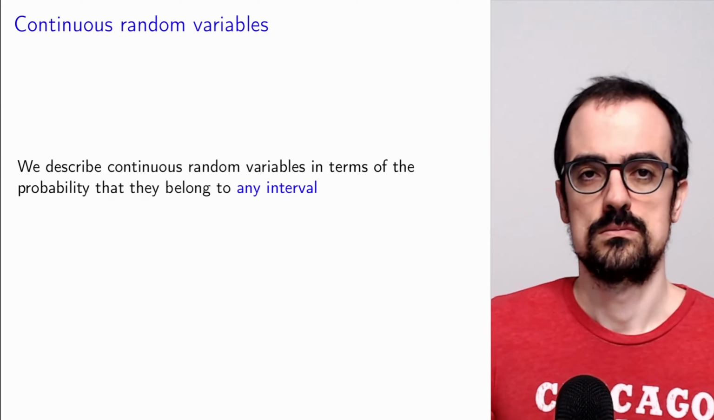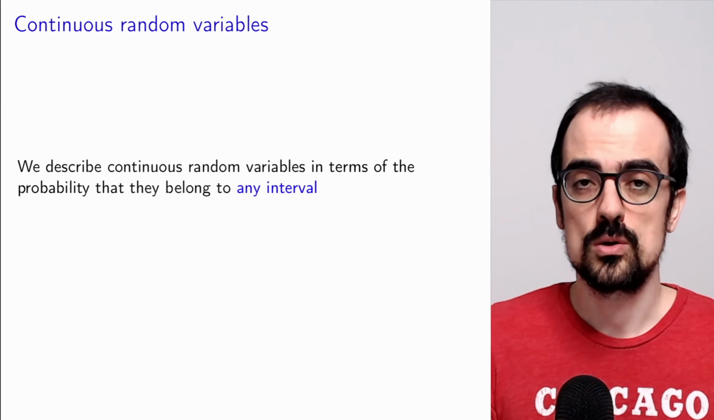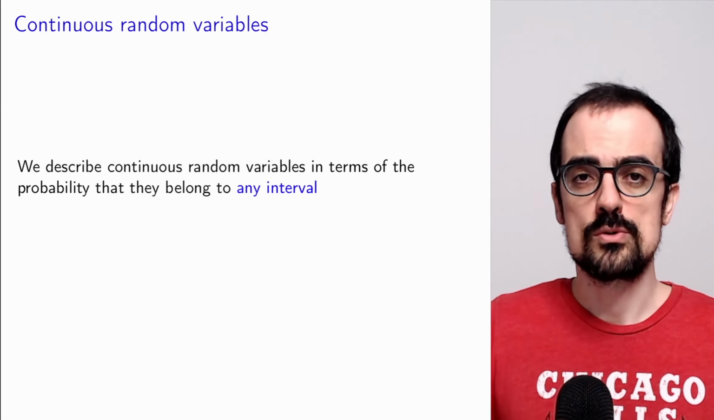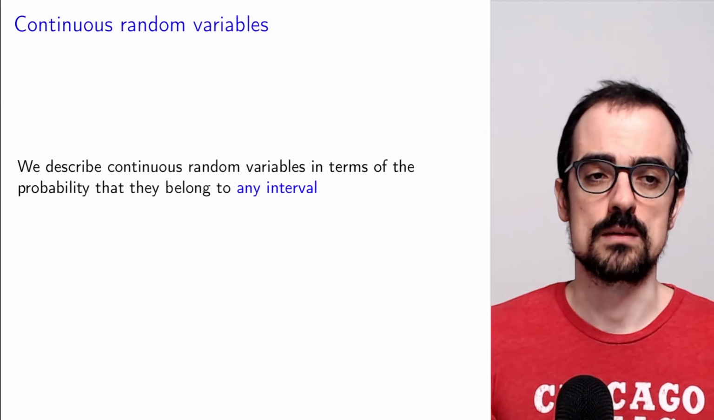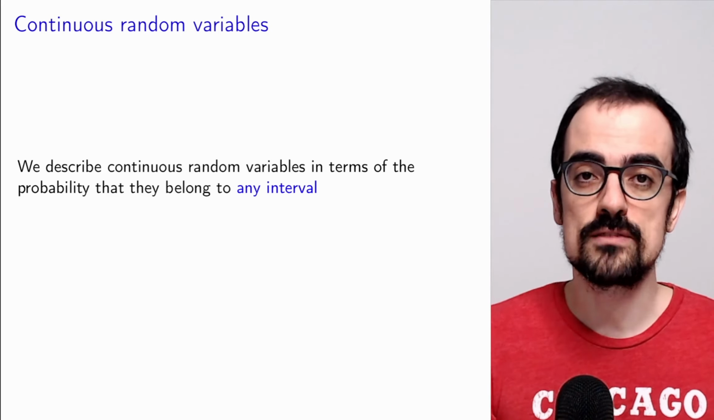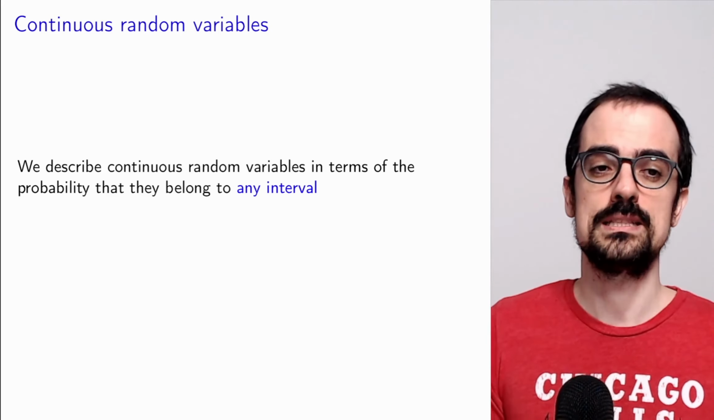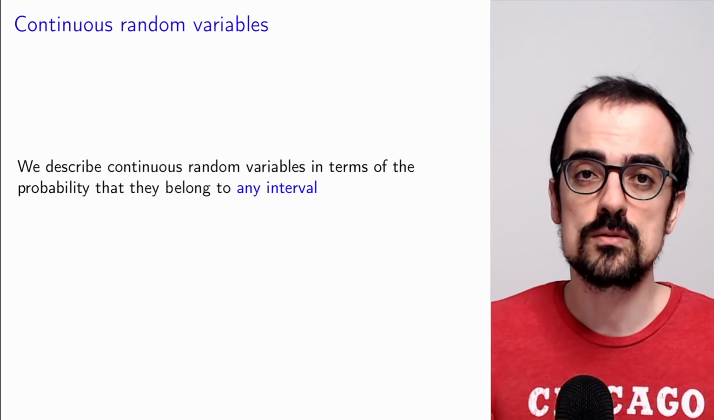All right, so how do we represent uncertain continuous quantities? We represent them as continuous random variables. How do we describe those random variables? We describe them in terms of the probability that they belong to any interval within the real line.